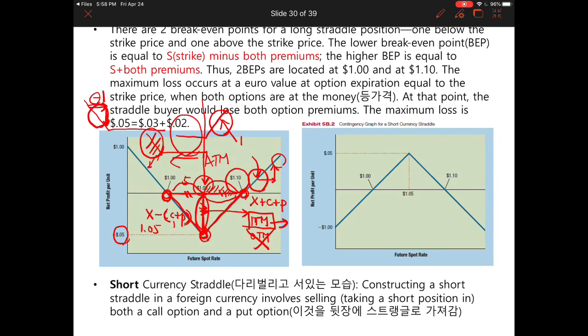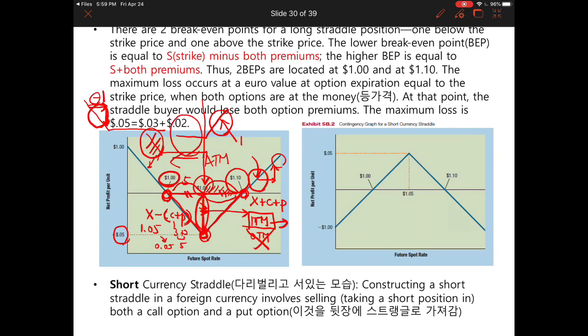C is 3 cents. Put is 2 cents. It became 5 cents. 5 cents corresponds to 0.05. So we are subtracting that one, and it ends up exactly $1. Right?